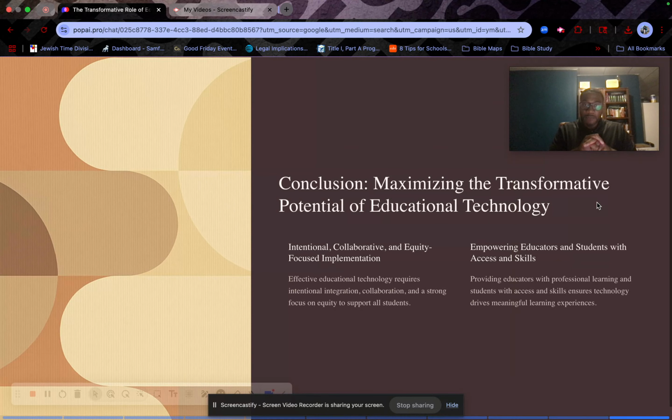So there comes a place where, to maximize the transformative potential of educational technology, we have to have intentional, collaborative, equity-focused implementation. And that comes through the efforts of all stakeholders being involved. That empowers educators and students with access and skills, giving them opportunities to engage with those tools to make sure that those tools are effective and help students reach their goals, and that teachers feel good about implementing those tools to provide meaningful learning experiences.